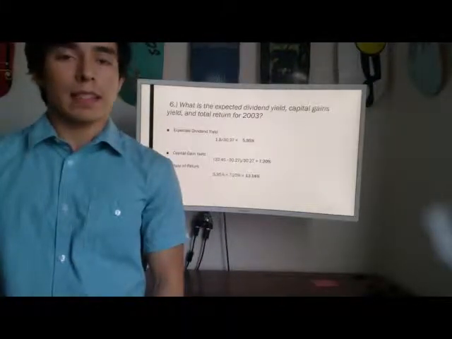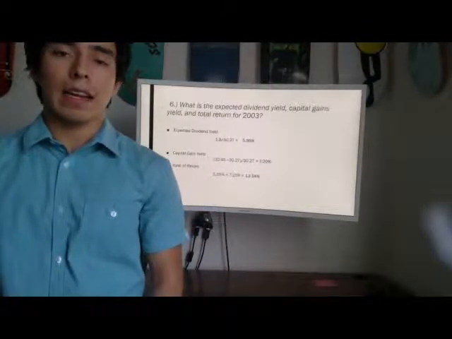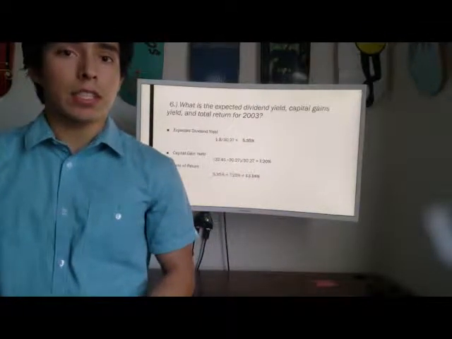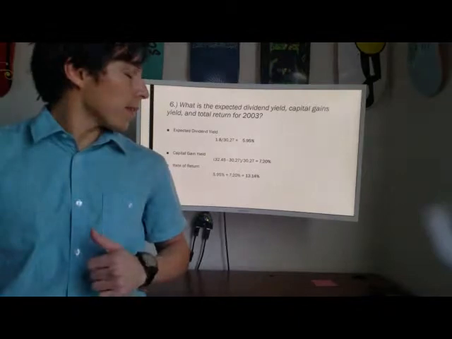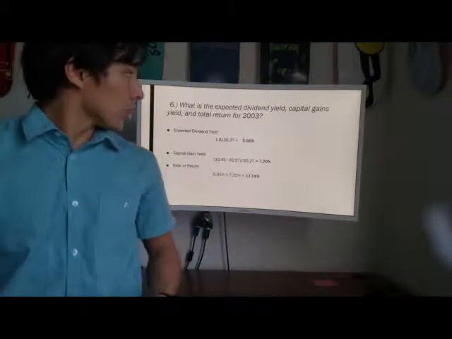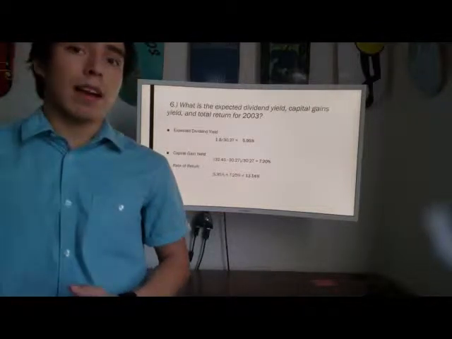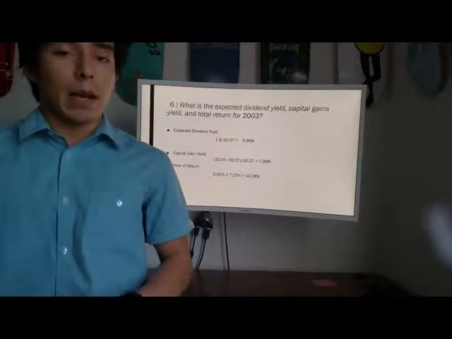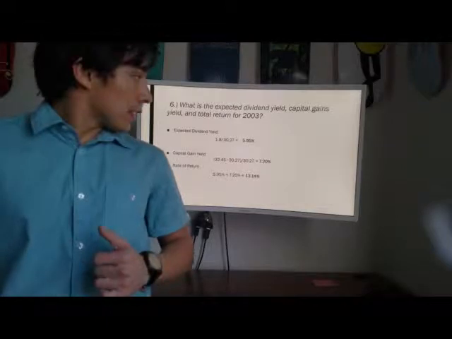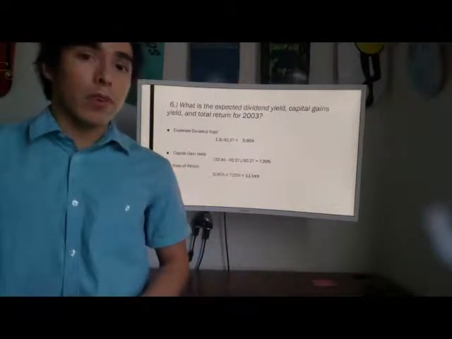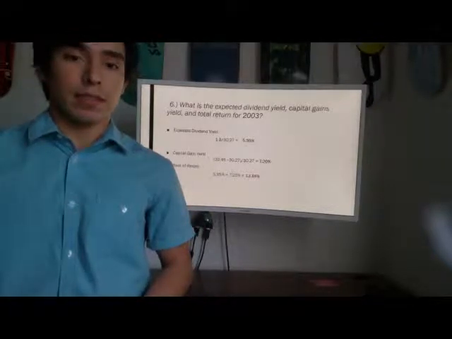What's the expected dividend yield, the capital gain, and the total return? In order to calculate the dividend yield, all we need to do is divide the 1.8 dividend by the price, which is 30.27, and that gives us a 5.95% return. The capital gain is 7.20%, and the total return for the stock will be 13.14% for 2003.